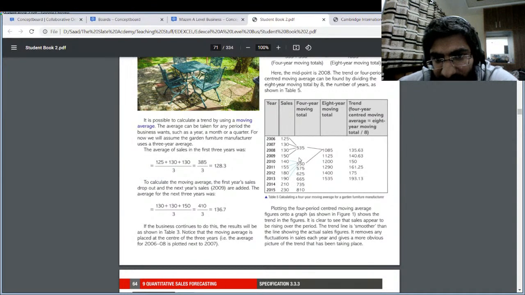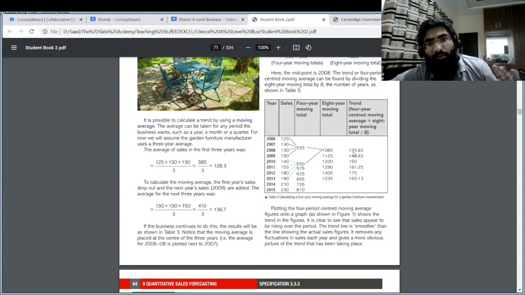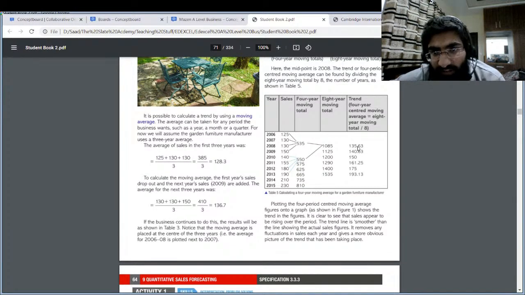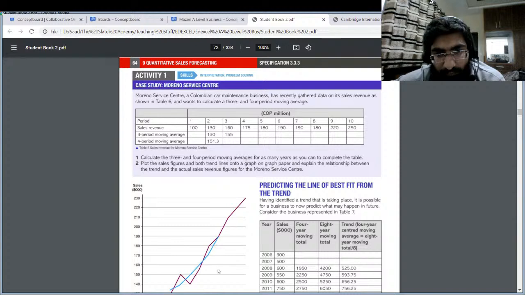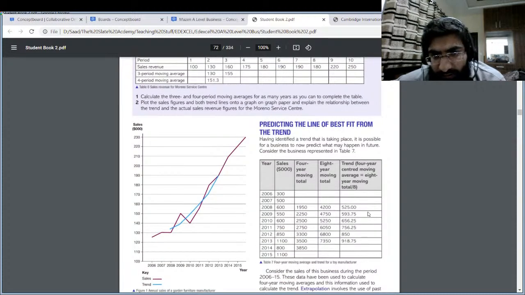And then they've added the first 4 years moving total, then the next 4 years moving total, and written it over here in the middle. So it's 8 years moving total. And 8 years moving total divided by 8 gives you trend. What's the trend of sales based on 8 years data? What does the 8 years average tell you your sales would be? And if you calculate this value of trend for various periods, then you can draw this trend line.